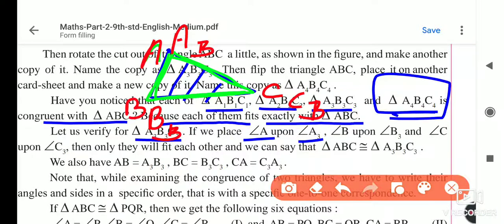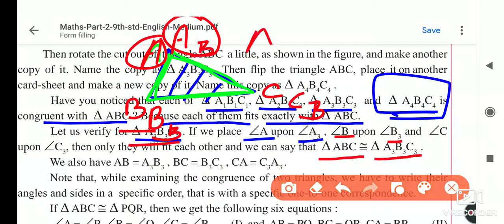In this way, if it exactly matches, okay, ABC covers totally with A1, B1, C1, A3, B3, C3, then in this figure, what they told you is: if we place A on A3, if you see here, A is here and A3 is here, B upon B3, C on C3, then only they will fit each other, and we say that triangle ABC is congruent to triangle A3, B3, C3.